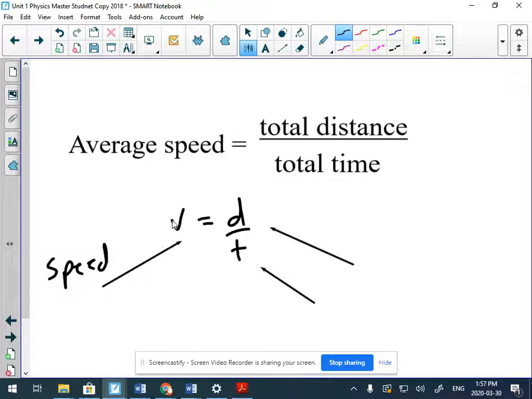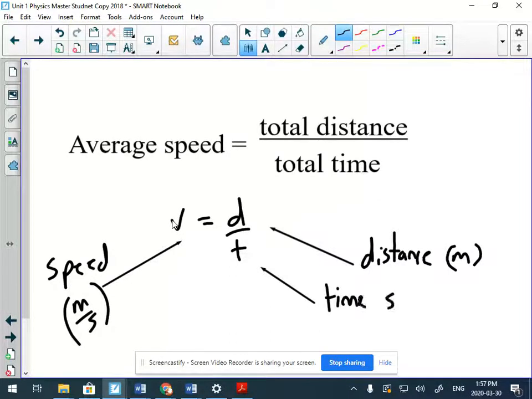So speed is V, and for the most part, it's going to be measured in meters per second. D is distance, and distance is measured in meters. T is time, and it's measured in seconds. Distance is measured in meters, time is measured in seconds, and speed is measured in meters per second. So that's the formula. The formula being V is equal to D over T.